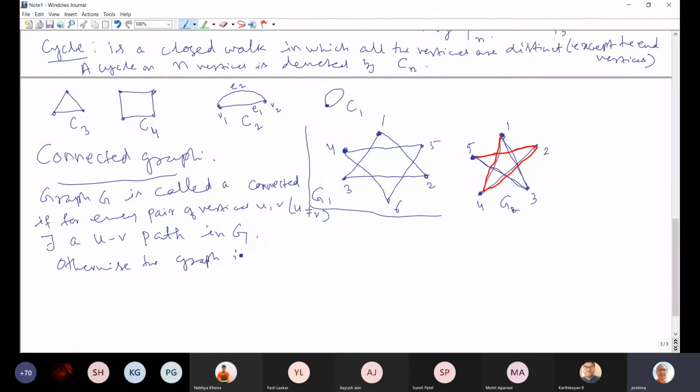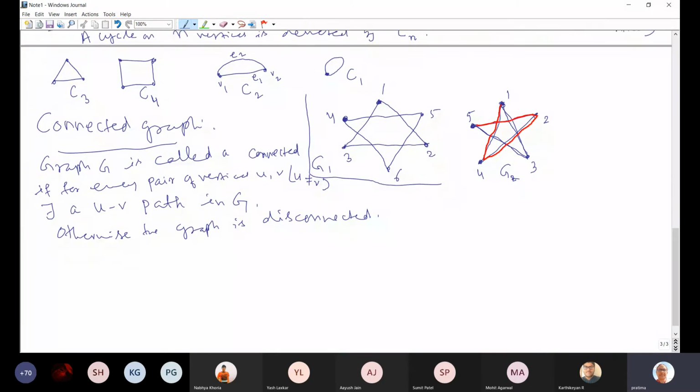If we have a disconnected graph, then we'll have the concept of components. So, let us consider another graph here.